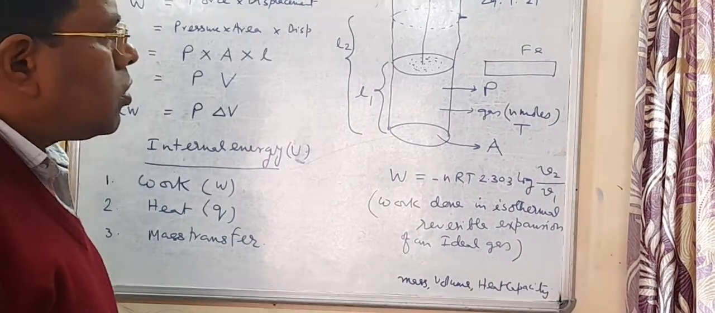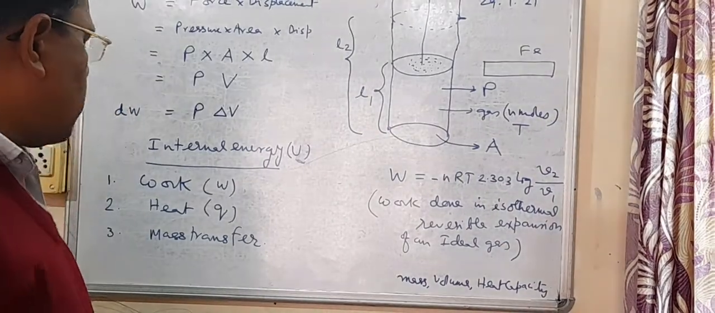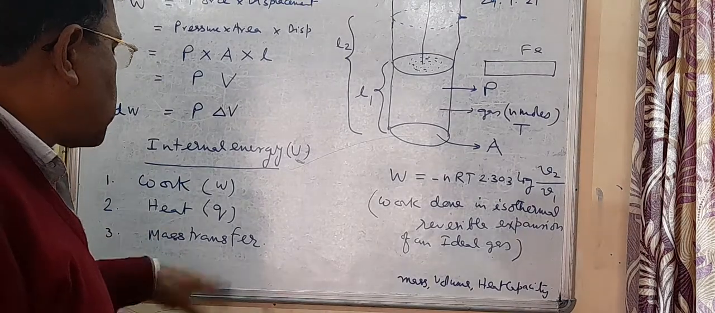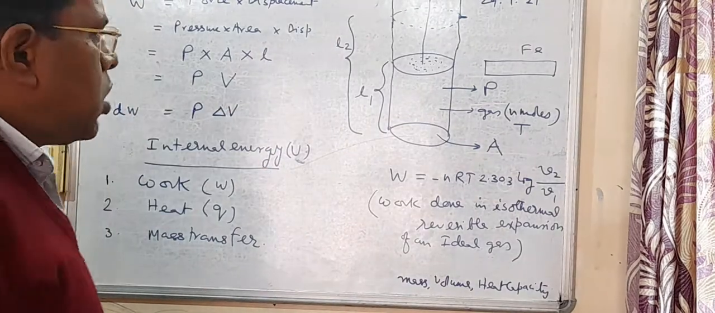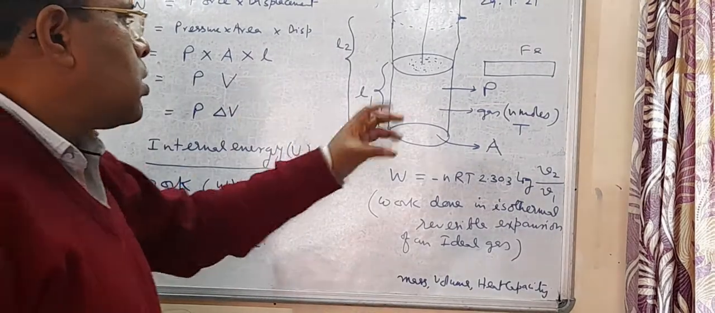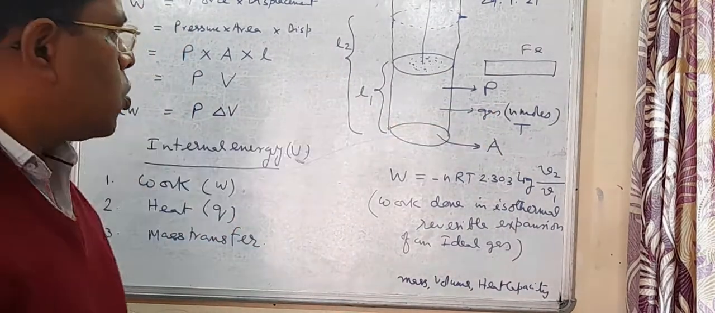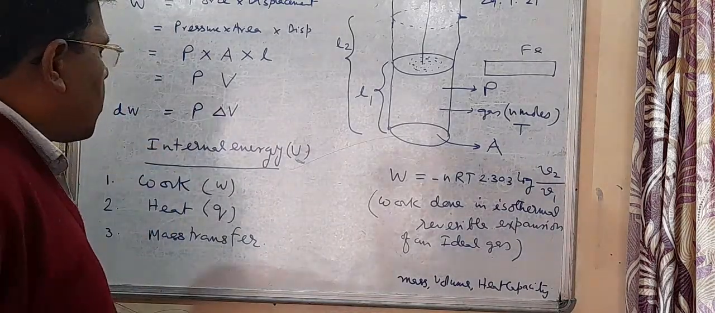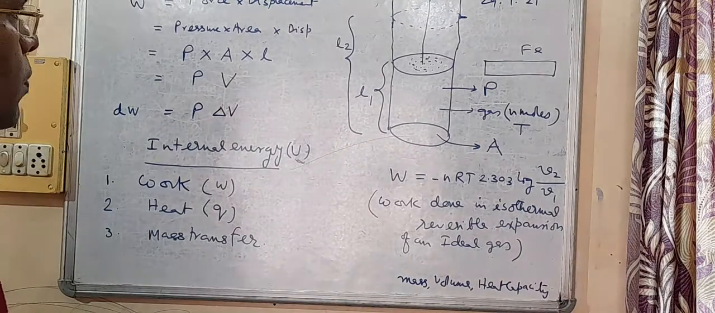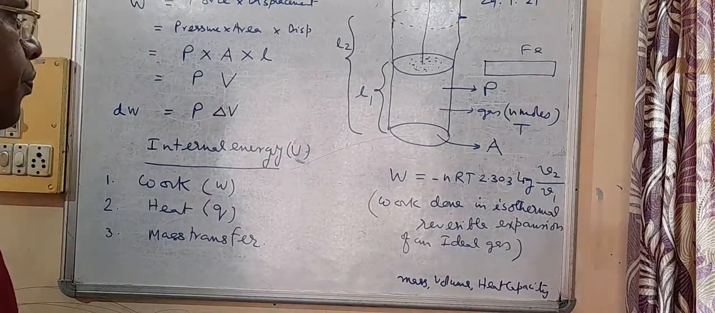And a third way by which the internal energy of a system can change is by mass transfer. If mass is introduced into the system, there is going to be a change in internal energy. If mass is taken out from the system, there is going to be a change in internal energy. These are the different ways by which the internal energy of the system may change.